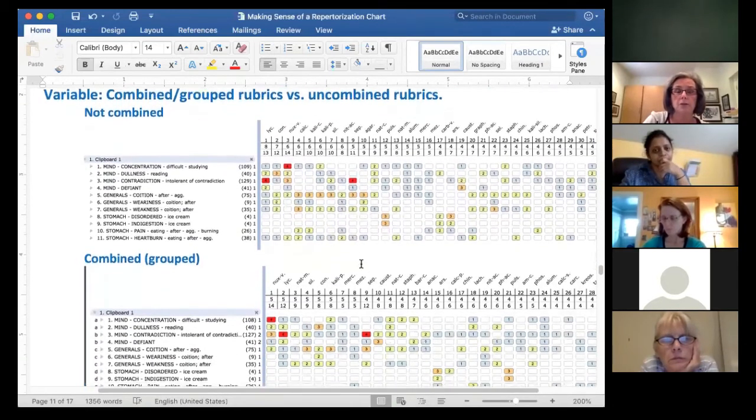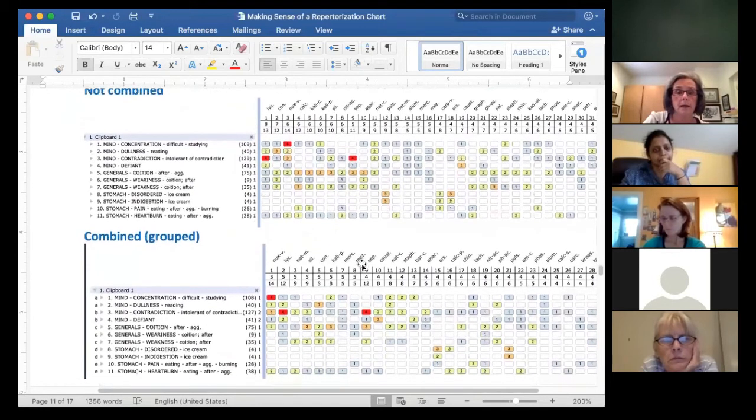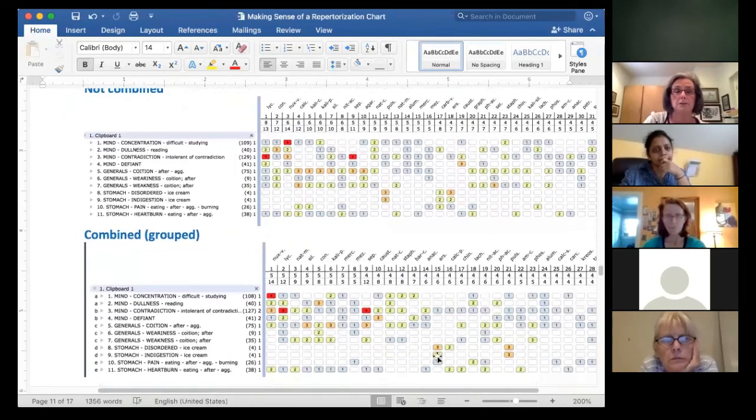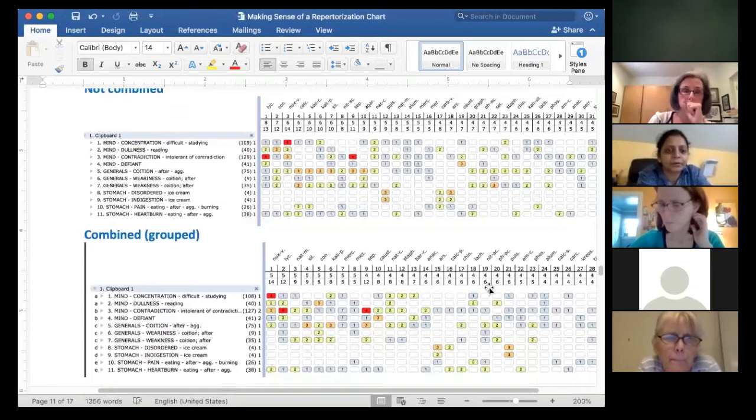So I'm going to show you here what happens in a repertorization when you combine rubrics and how it might change it. So in the first repertorization, we have 11 rubrics. They're just listed, and the order is lycopodium, conium, nux vomica, calcarea, calicarb, califos, silica.